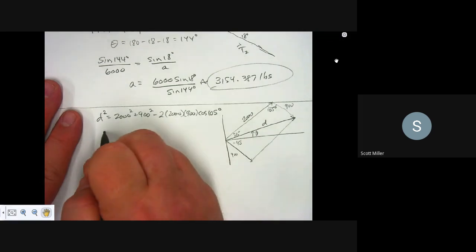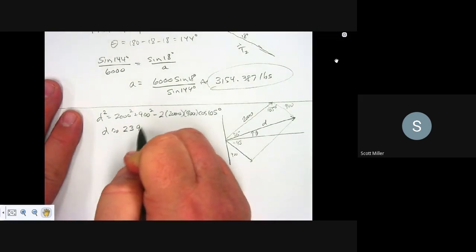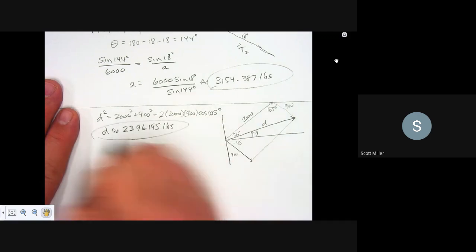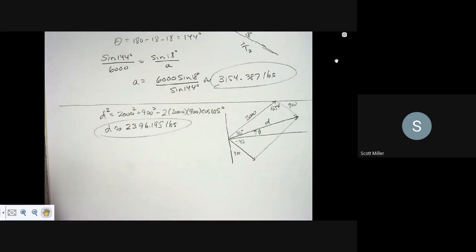So using our calculator and working this out, we get that D is approximately 2,396.195 pounds. All right, so that is the magnitude of D.